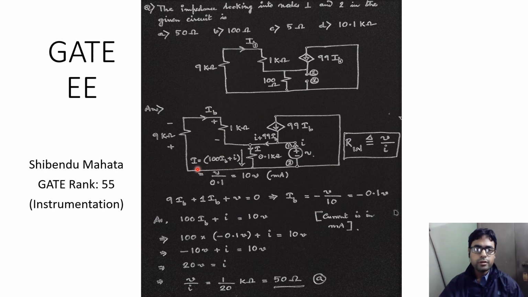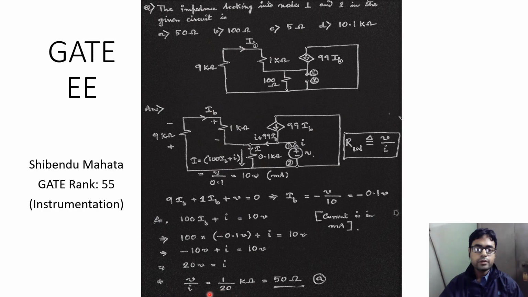Now from here we have found that capital I is equal to 100 times IB plus I, which is the same as 10 times small v. So if we write this equation like so, 100 IB plus I is equal to 10 v, and then we substitute the value of IB, which is equal to negative of 0.1 v, in this equation. So we get 100 multiplied by negative of 0.1 v plus I is equal to 10 v. And if we go ahead with solving it, the ratio of V by I is equal to 1 by 20.